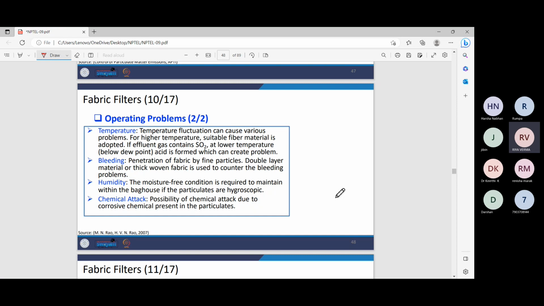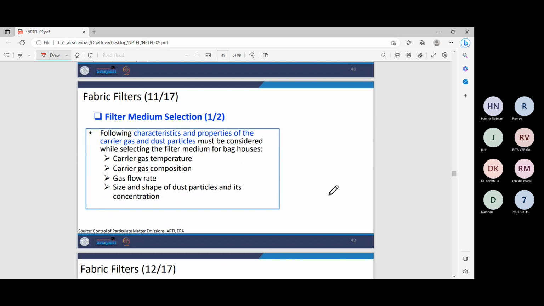Humidity. A moisture-free condition is required within the baghouse if the particulates are hygroscopic, because then the particles may attract the water droplets or moisture, and that may hinder the process of filtration. Then we have chemical attack. There is a possibility of chemical attack due to corrosive chemicals present in the particulates.